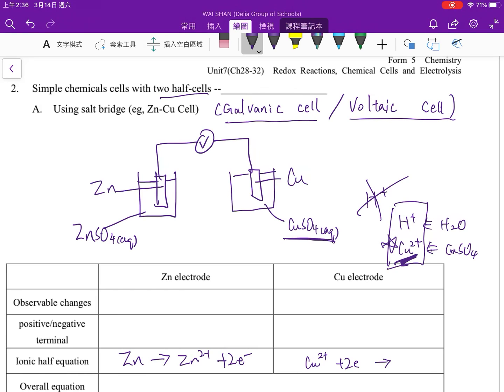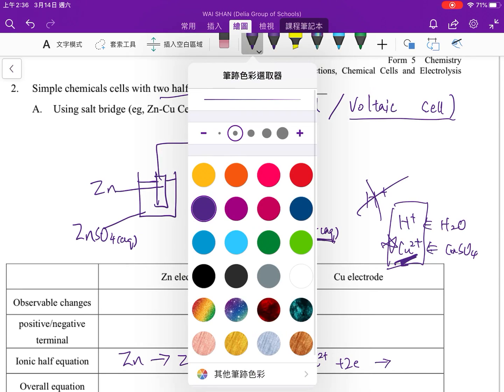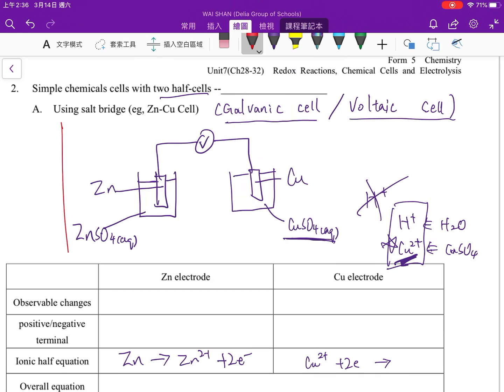However, if you measure like this, if you use this one, the voltage will be 0. You need something else to make the battery so that the voltage will not be 0, but higher than 0.